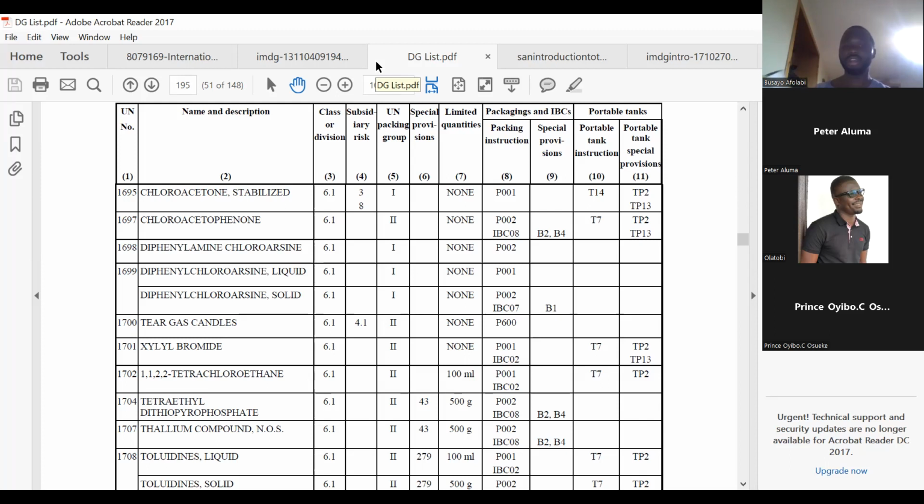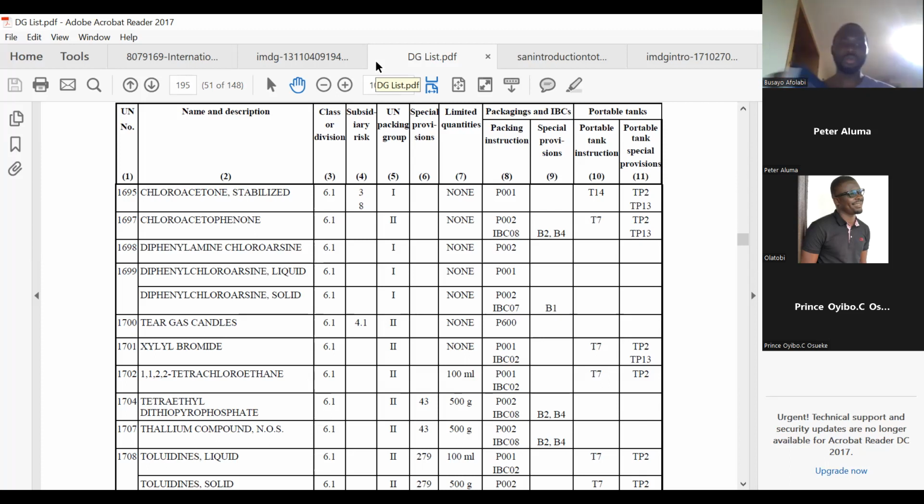So what it's trying to tell you is, if this kind of good comes to you, and they are offered to be transported and they are tagged as pesticides, then what you should do is they should be transported under the appropriate pesticide entry. So let's look for another special provision again.